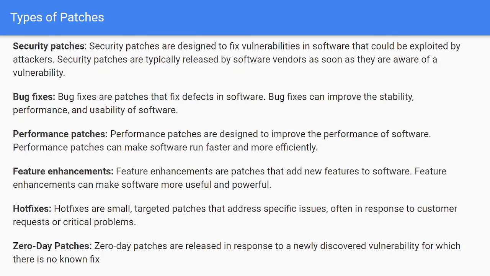So, what are the types of patches we have? Number one, we have security patches. Security patches are designed to fix vulnerabilities in software that can be exploited by attackers. So basically, security patches are for fixing vulnerabilities.